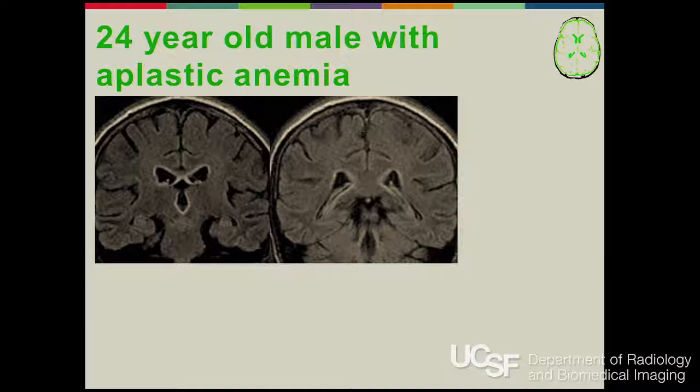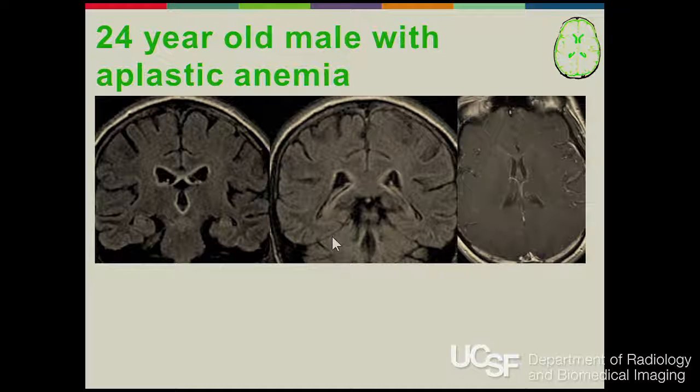Changing gears a little bit, we're still in the extraaxial space. This was a 24-year-old with aplastic anemia, severely neutropenic. And we see on the coronal MRI, kind of subtle if you haven't seen this finding before, but once you notice it, it really sticks out. This extensive FLAIR hyperintense signal right along the ependyma of the ventricular system. We can see it throughout. It was a very diffuse finding.